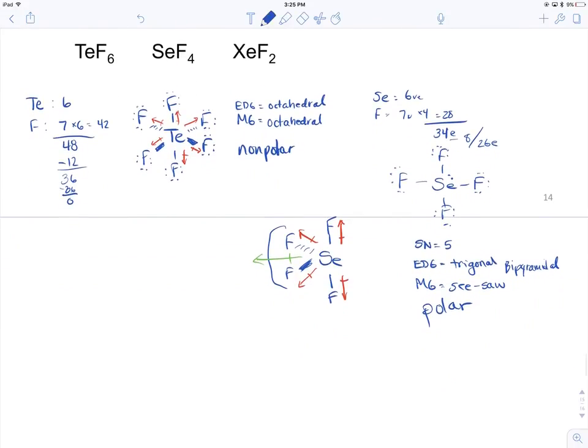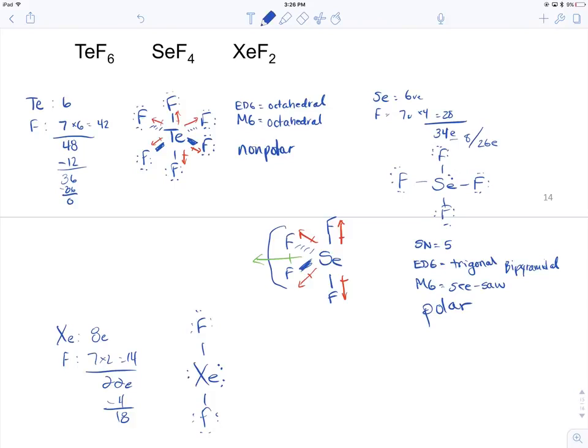And the last example is xenon difluoride. We have 8 electrons from xenon, 7 times 2 is 14, so that's 22 electrons. Xenon will be my central atom. I'm going to put 18 electrons as pairs, 2, 4, 6, 8, 10, 12, 14, 16, 18.